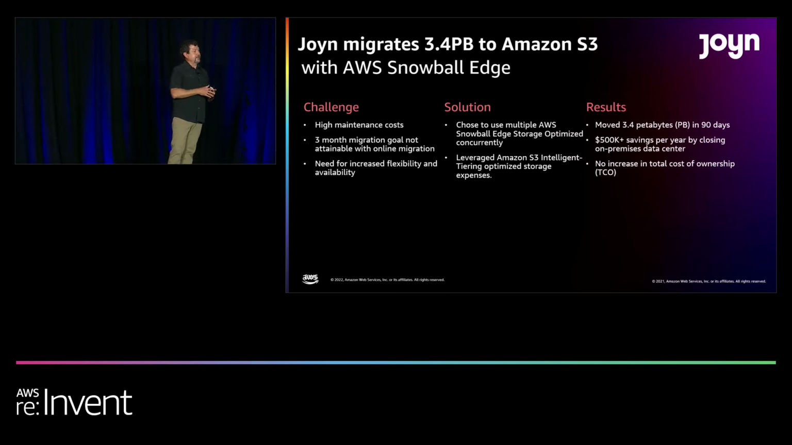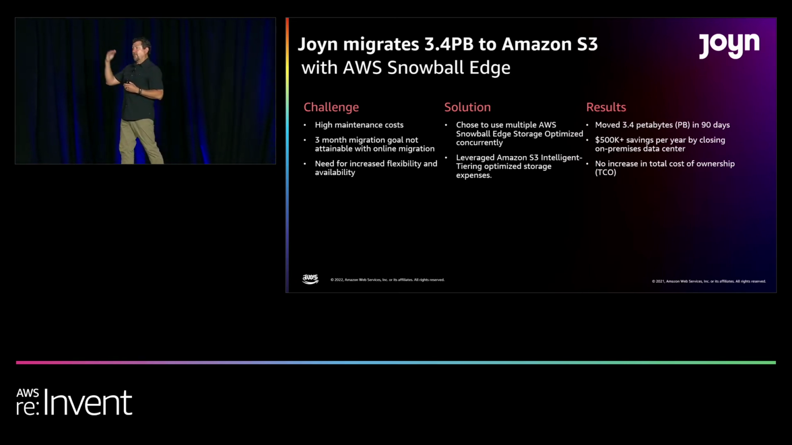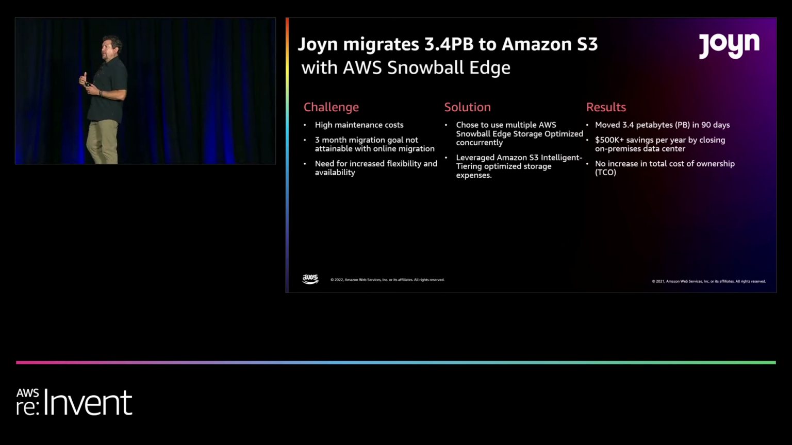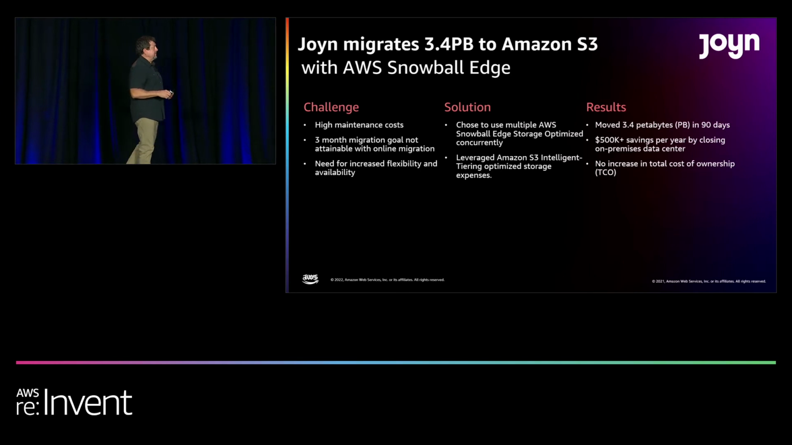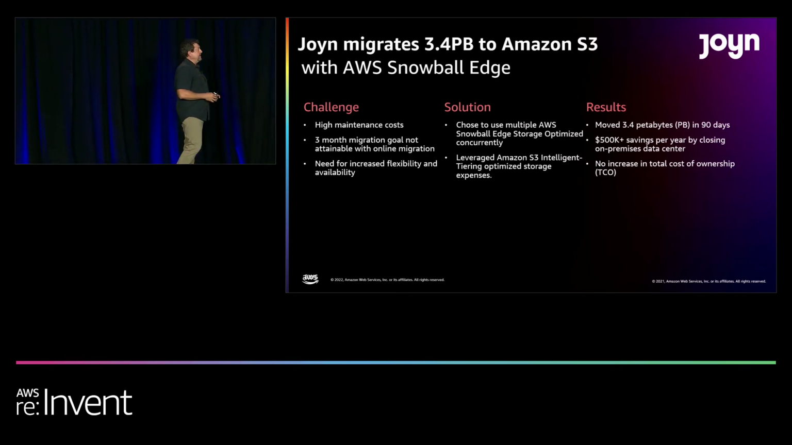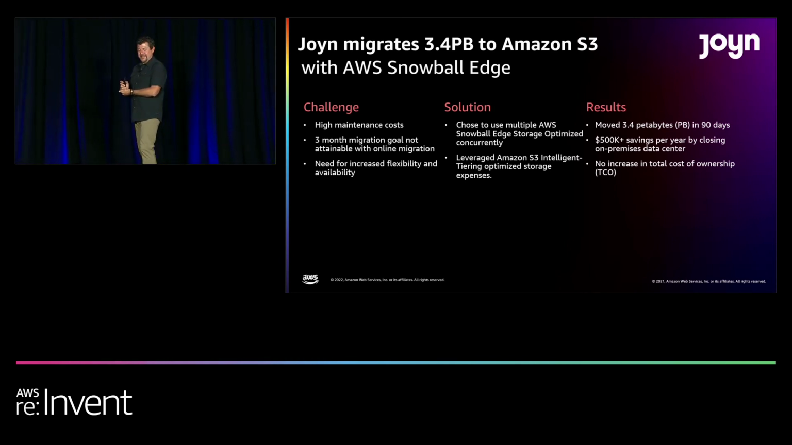S3 Intelligent-Tiering allowed them to optimize their storage costs, as their warmest data stayed in the warmest storage tiers, and their coldest data, their least frequently used data, went to colder storage tiers at a much lower cost. So they were very successful. It was a very well-managed transfer. They moved 3.4 petabytes in just 90 days. That resulted in $500,000 savings per year by closing that on-premises data center with no increase in their total cost of ownership.